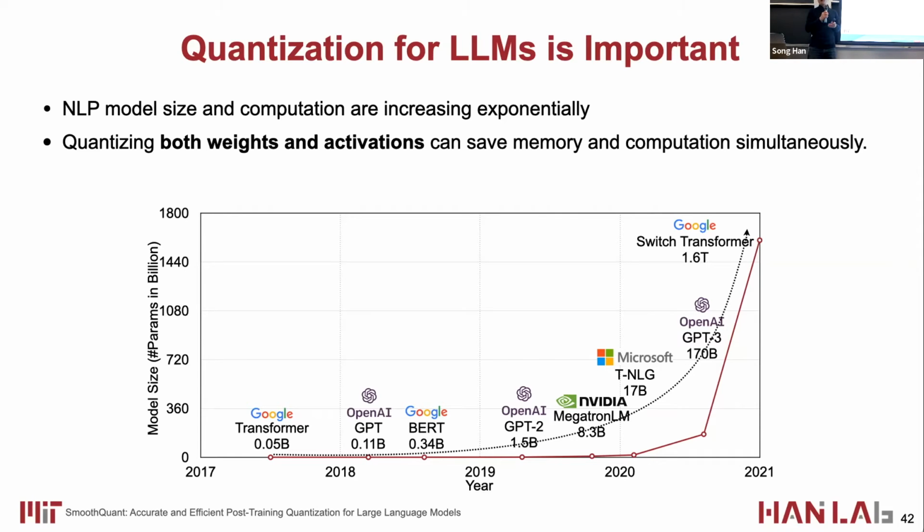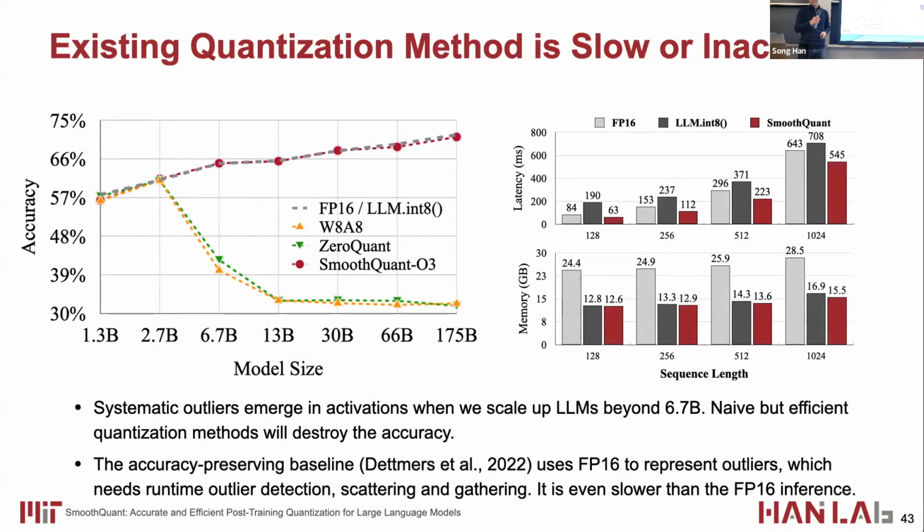Why are we targeting post-training? Because training these super big models is super expensive, right? It requires a lot of resources to train these models. So for efficient deployment, can we have a training-free method that we can use to quantize those models, both weights and activations, to 8 bits to save memory and computation?